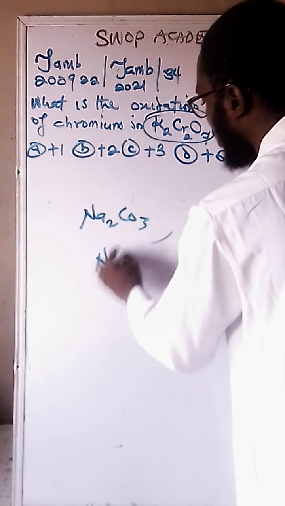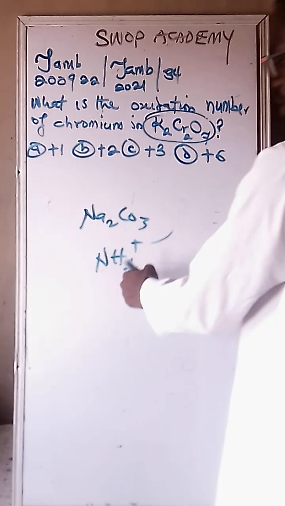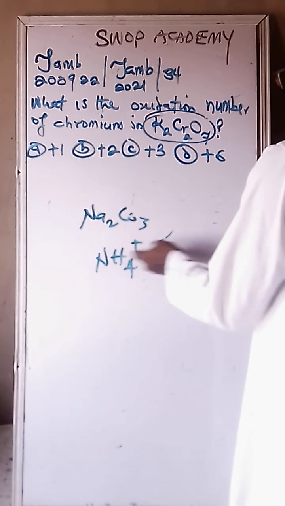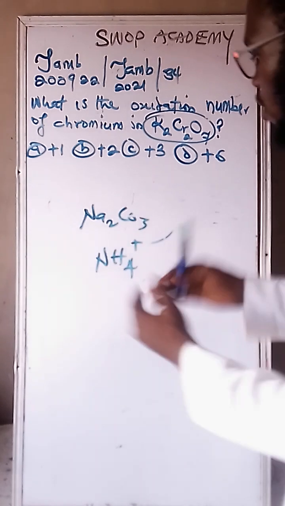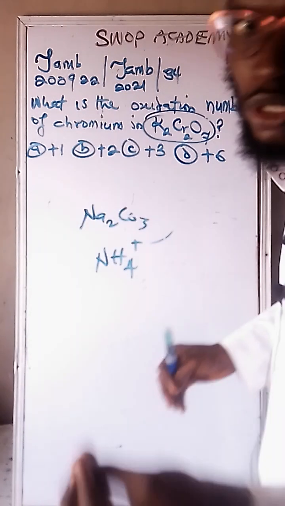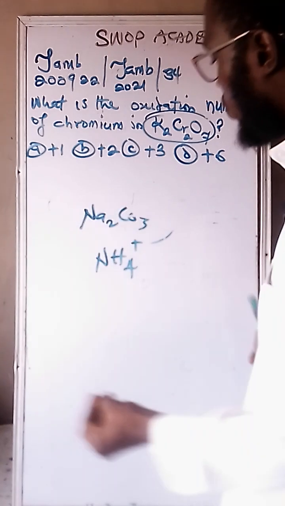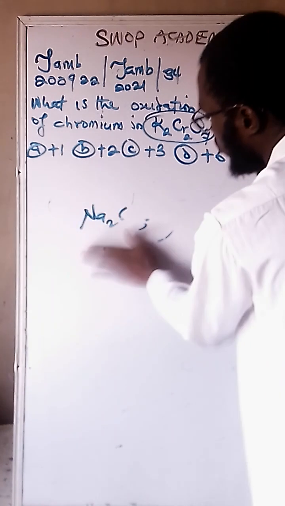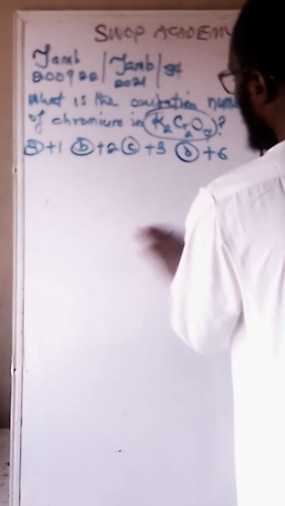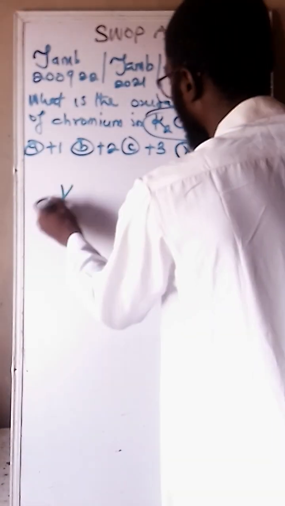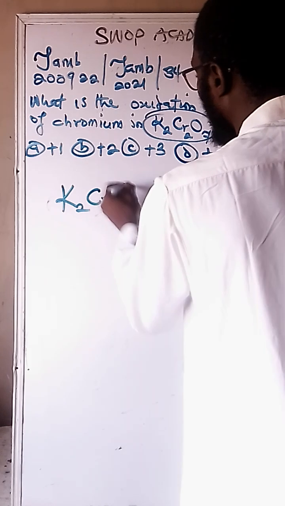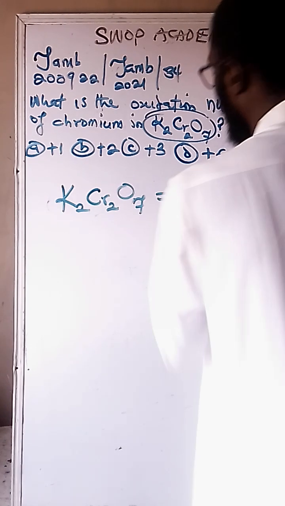But if I have NH4 plus, this is the ammonium ion. This is a radical. Anything that has plus or minus, the coming together of two or more elements to form a single unit with a charge, either positive or negative, is what we call a radical. Now, the rule says if you have a substance like this and it is not a radical, you equate everything to 0. So it will now be K2Cr2O7, all equals 0.